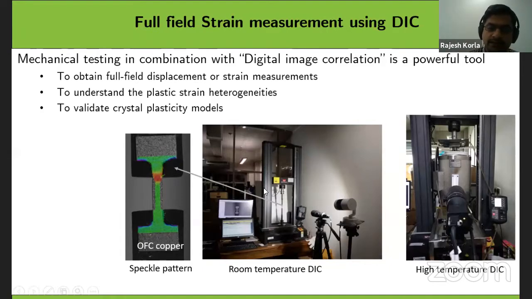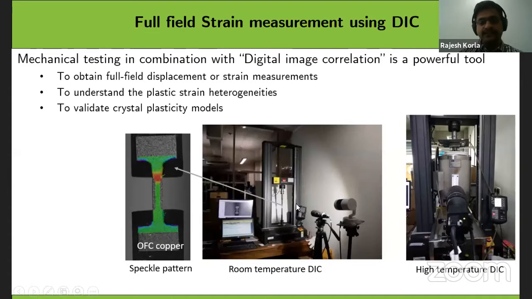So the load cell information you're getting from the machine, and these images you are getting from the camera. And then this is basically the high temperature DAC, where a furnace is available. The sample is inside the furnace, and there is a quartz window we incorporated in the furnace, through which we can focus on the sample and get the images during the deformation. These experiments were done at 700 degrees centigrade.